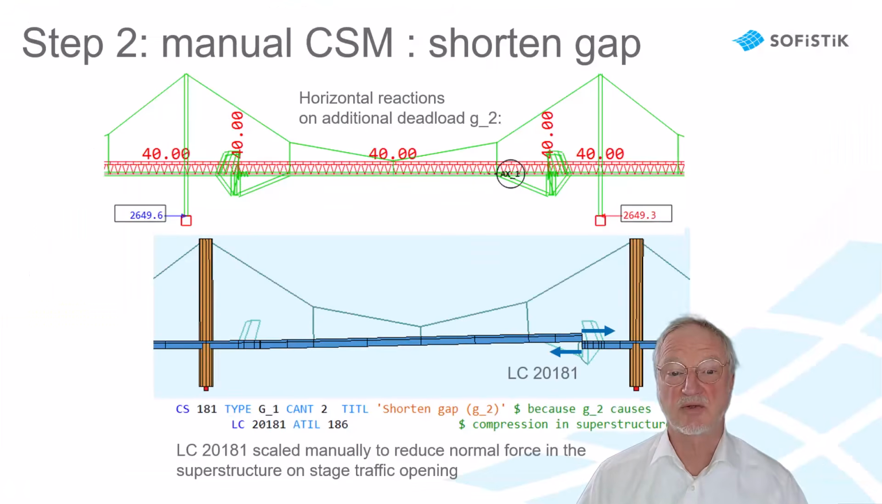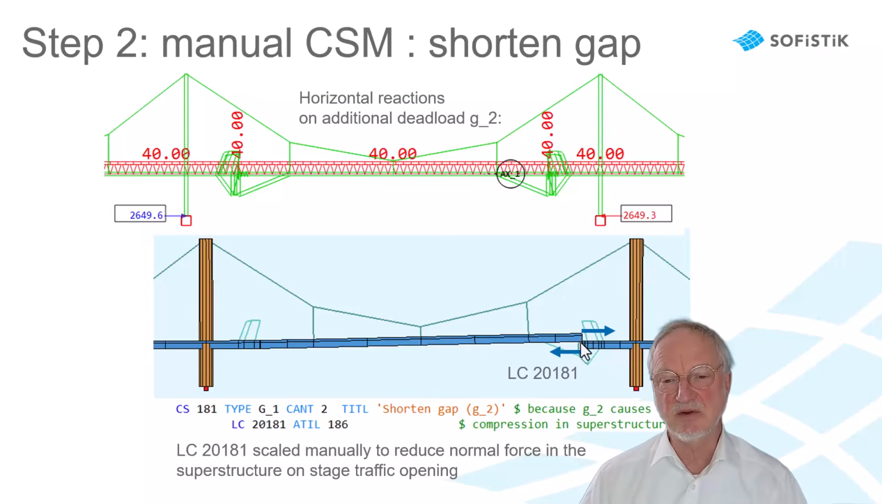A short comment to the horizontal correction. We closed our superstructure and afterwards we apply the additional dead load. This gives a sort of arc behavior. We get here a compression in the support and a compression in the superstructure. To avoid this normal force on traffic opening, I have inserted a little load case here that applies a tangent to the superstructure before closing.